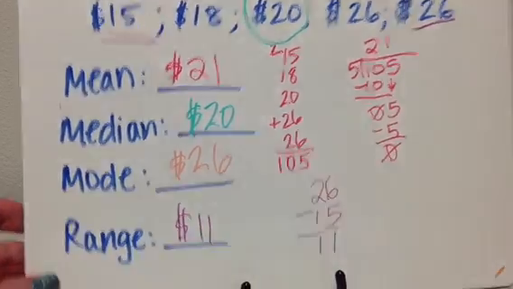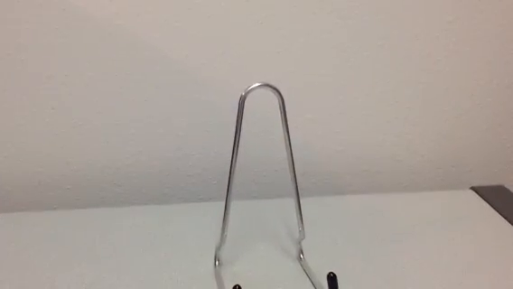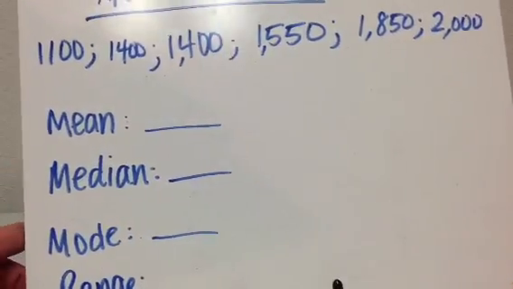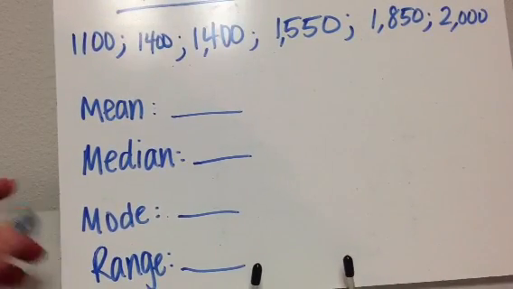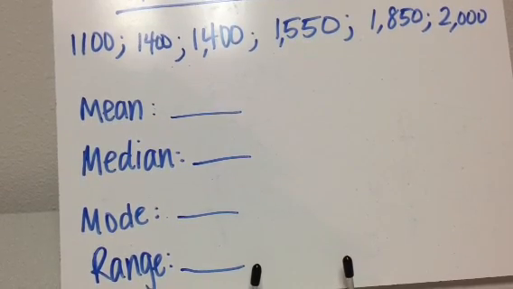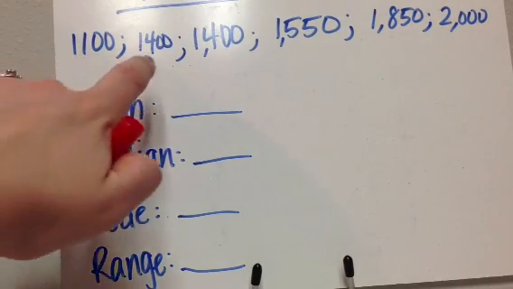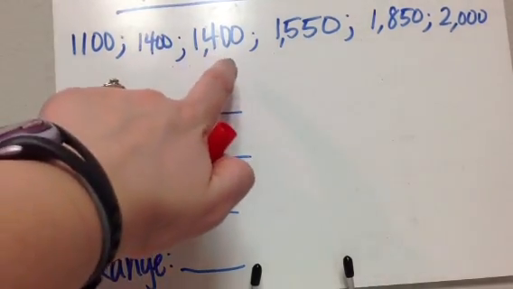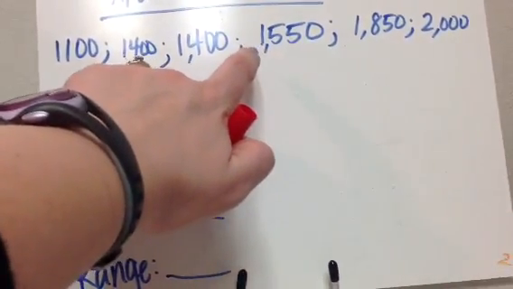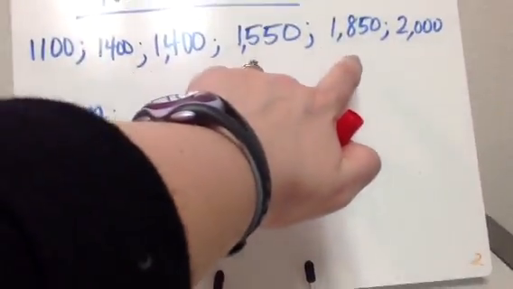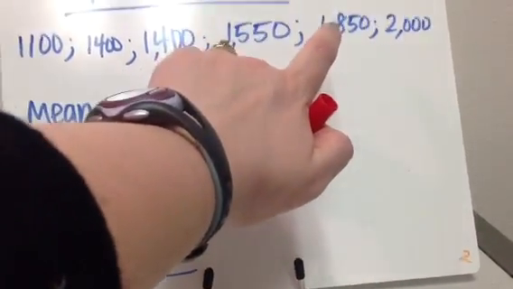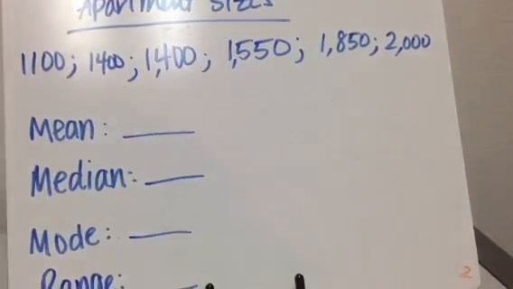Let's look at another problem. So here I have some apartment sizes. Oh, and I cannot fit all of those on the screen, so I'll turn it as we're talking here. Okay, so I have 1,100 square feet, I have 1,400 square feet, 1,400 square feet, 1,550 square feet, 1,850, and 2,000 square feet.